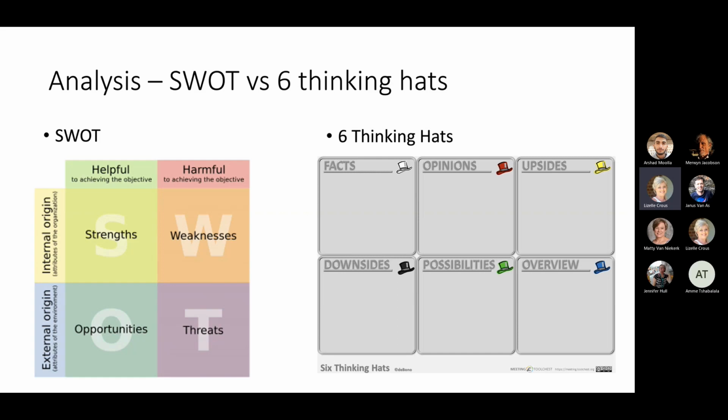The green hat is like grass and it's fertile and growing. So you are looking at the possibilities, being creative and coming up with new ideas. And then the blue hat is the color of the sky, and you are taking a wider perspective, or a helicopter view, or you're taking a balcony view. You put yourself above and you look down to see what is happening.